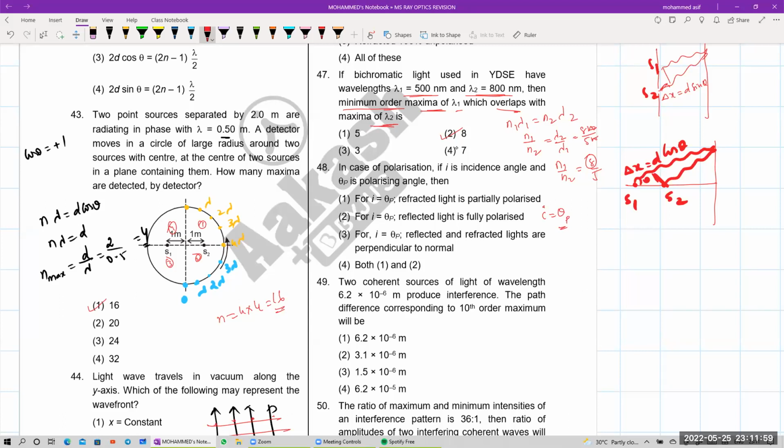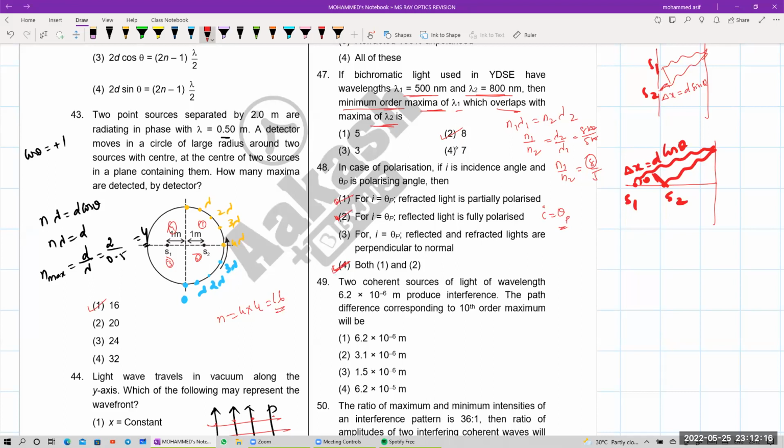Reflected ray is partially polarized. Refracted ray is partially polarized. Correct. I is equal to theta p. Reflected wave is fully polarized. That is also correct. Both 1 and 2 are correct. And fourth option will be the answer for this. ये नहीं लिखना है अपने को. So fourth option में 1 and 2 दे रखा है तो fourth option अपने को टिक करके आना है.